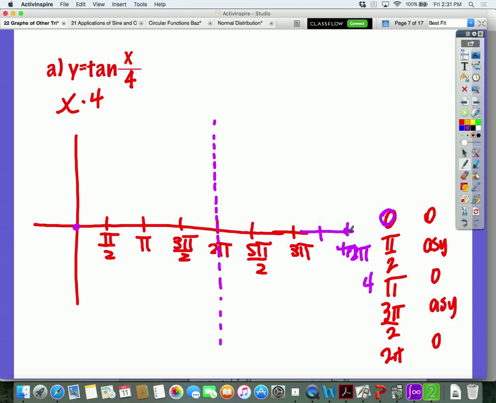And then my next asymptote after that is going to occur where? At 6 pi. And so if I went out that way, that would be the end of my 2 periods. Okay? Because you'll have one, like this.